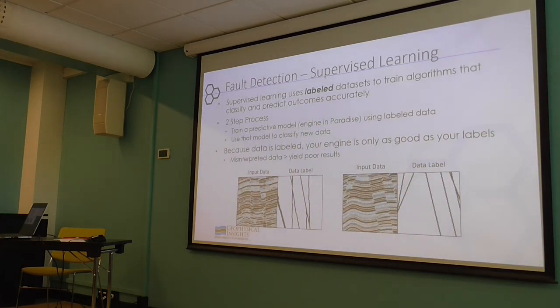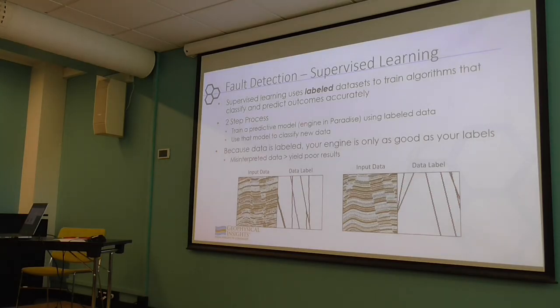So now we're going to take another step back. I showed you our self-organizing map, which is our unsupervised machine learning. Now I'm going to show you our supervised machine learning, which is our fault and our facies. It's a two-step process, and you use data labels. Because your data is labeled, your engine, I'm going to refer to a predictive model as an engine. This is my predictive engine.